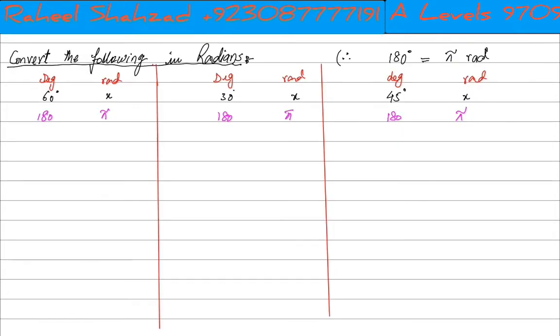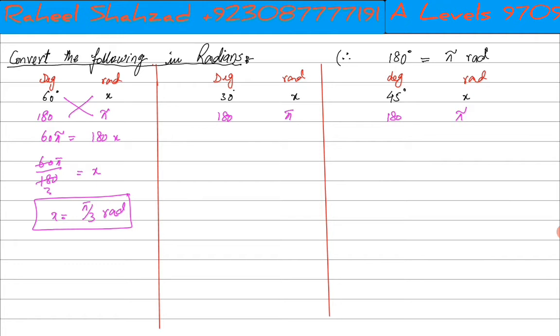Okay, for example, we are going to convert the following into radians, and this is 60 degrees. We need to convert 60 degrees into radians, knowing that 180 degrees is always equal to pi radian. So we will be doing cross multiplication. It is 60 pi equals 180x, so it is 60 pi divided by 180, which is equal to pi divided by 3 radian.